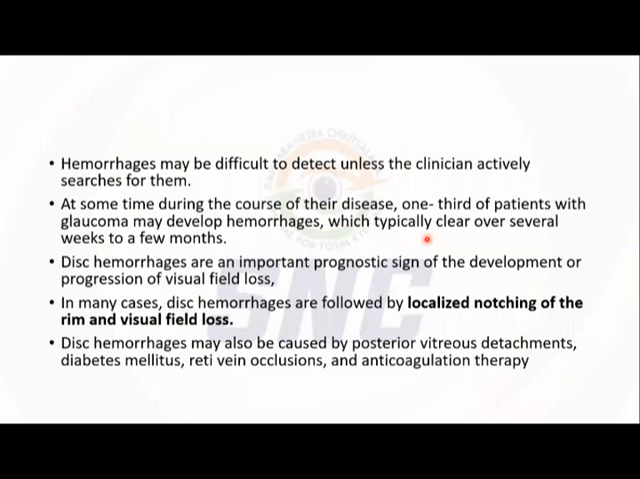Hemorrhages may be difficult to detect unless the clinician is actively searching for them, and at some time during the course of the disease, one third of patients with glaucoma may develop hemorrhages, and they can be there for several weeks to a few months. Disc hemorrhages are an important prognostic sign for the development or progression of visual field loss. In many cases, the disc hemorrhages are followed by localized notching of the rim and visual field loss.